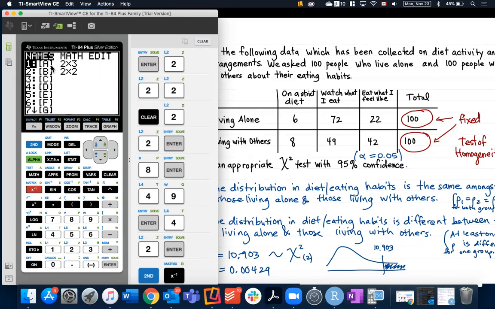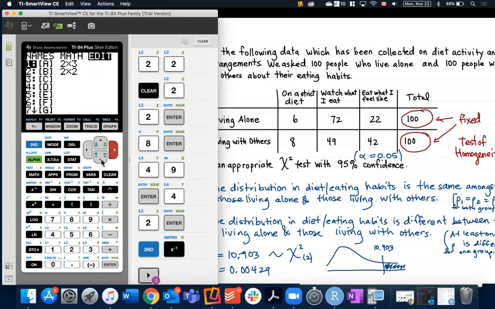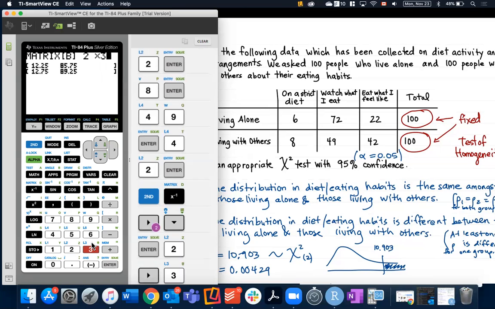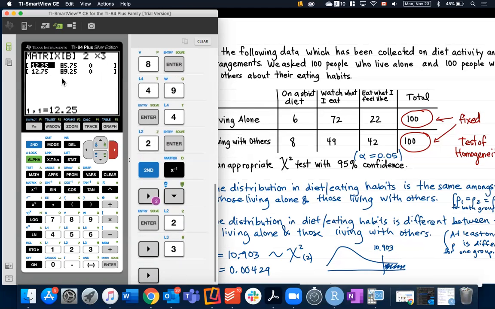Okay, in matrix B, we have to put the expected values. Okay, now I could go over to edit and press edit, and again, I want it to be 2 by 3. Okay. Now inside here, we have to put the expected values, and it might take us a little bit of work to figure out what those are. So I have the row totals, but maybe I should go through and just get the column totals here.